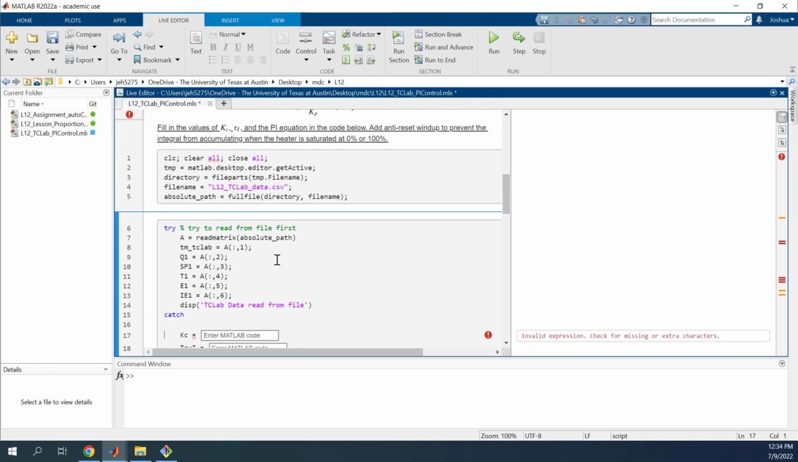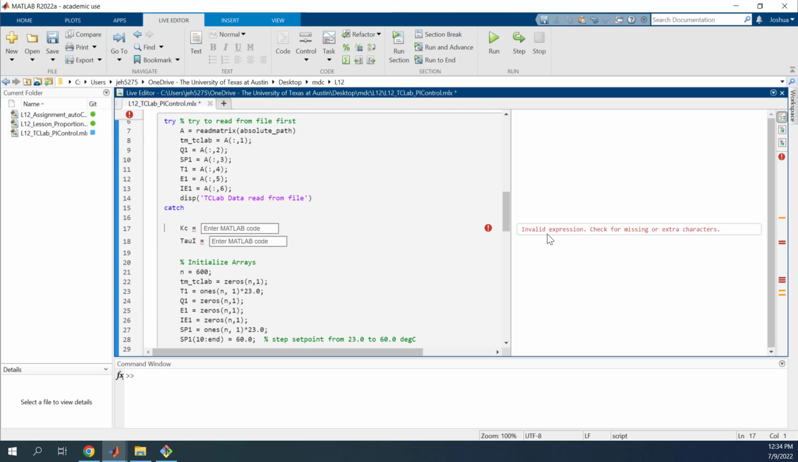and we'll first run this first section. Alright, we ran into an error, so let's go through this. The first thing it will do, and this should be pretty common now, is try to read a saved matrix. That saved matrix will have the time, the heater setting, the set point, the actual temperature, the error, and the integral of error at any given moment in time. If it can't read it, it will go on to this catch portion.